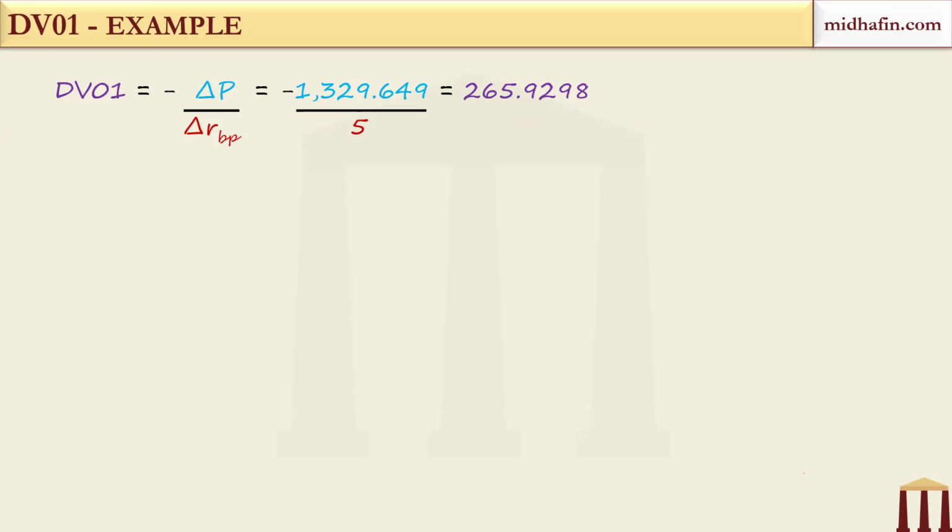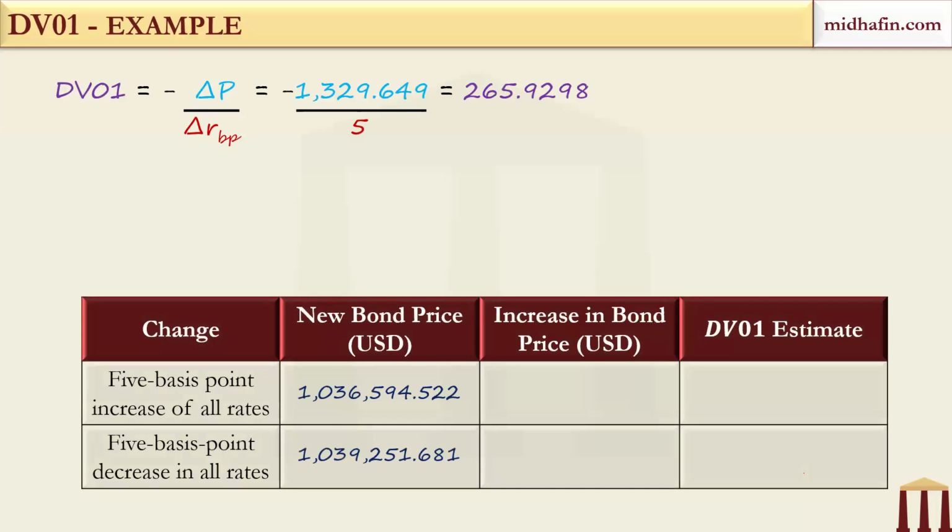Let me just tell you, there it has been written: new price, increase in the price, and the DV01 estimate. They are slightly different. So what should be the DV01 of the bond here? Should I take this one, or should I take the lower one?